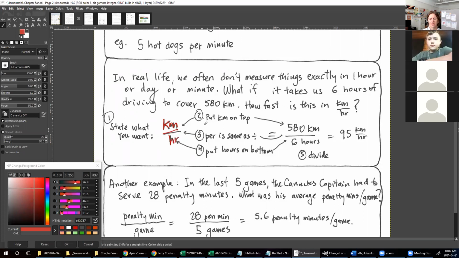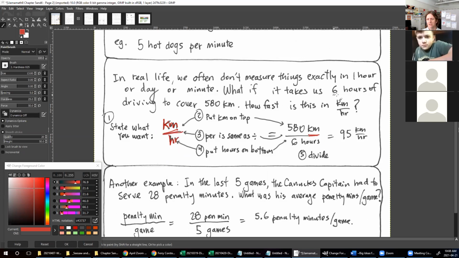So the first thing I'm going to do is, because kilometers is on the top, I'm going to find out how many kilometers are in our example. Well, we're driving 580 kilometers. So I'm going to put that on the top of the fraction. And I'm also going to put the unit here. And then, of course, on the bottom of this fraction, our dividing line, we're going to have the hours.